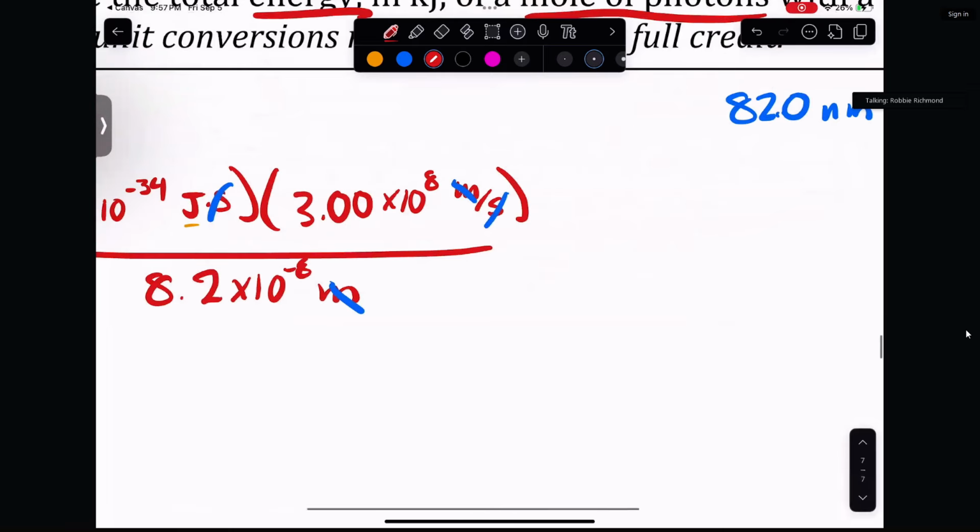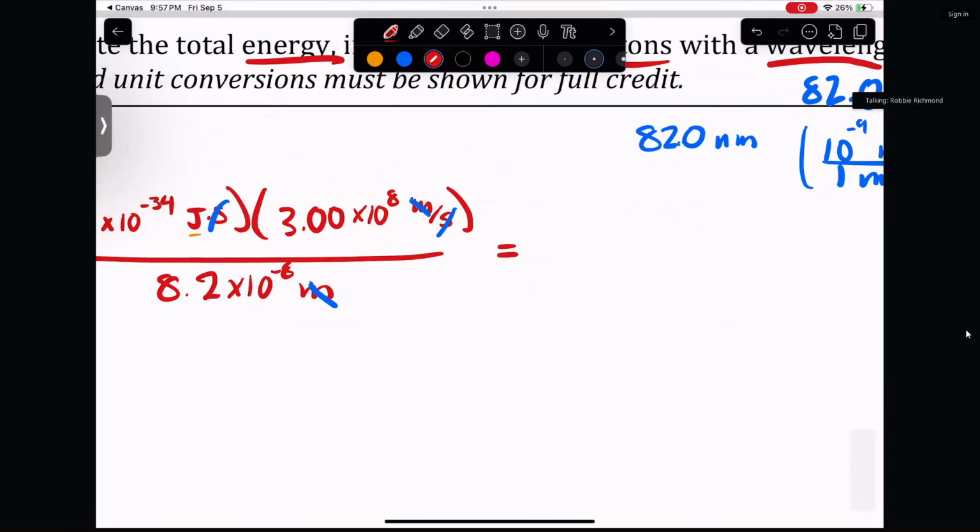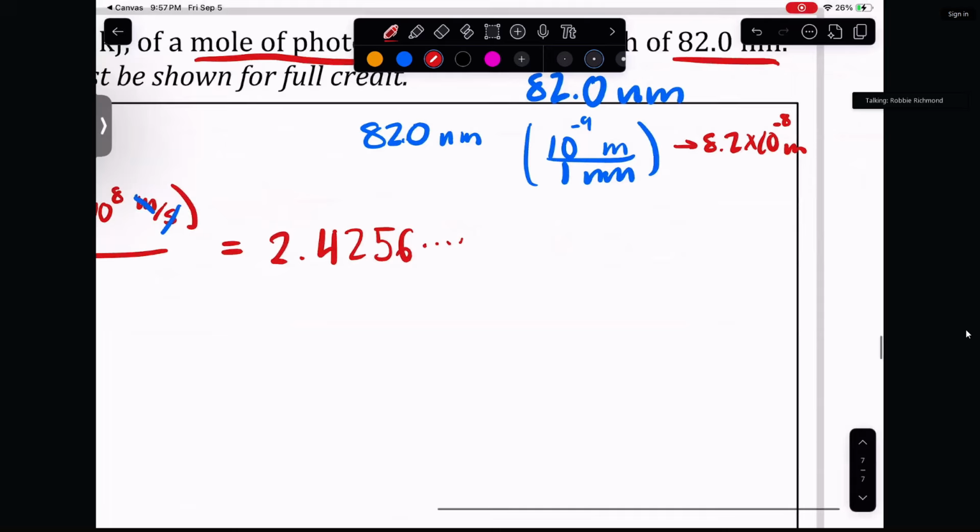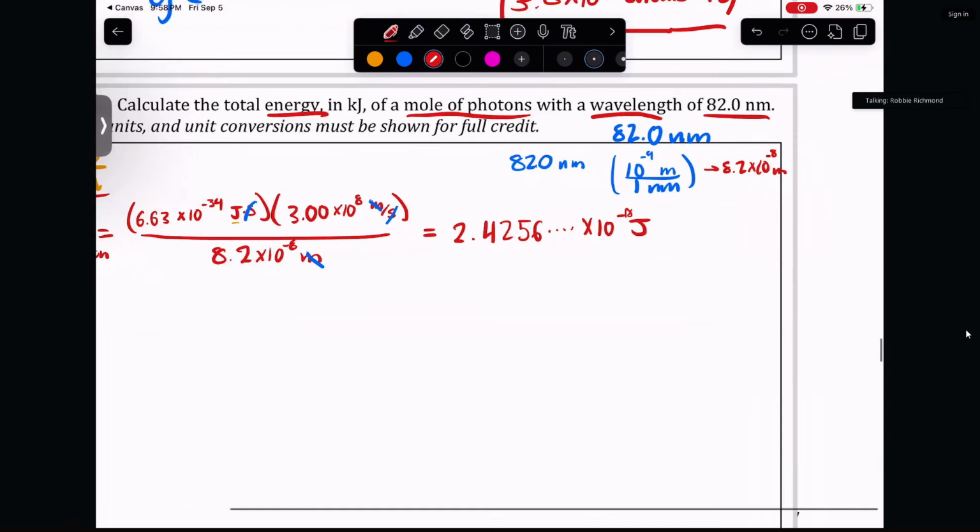Okay, so I get a lot of numbers here. I'm just going to save it in the calculator, and I'm going to write, let's say, up to here. It goes on for a hot minute, times 10 to the negative 18th joules. Now reminder, this is the energy for one photon, not a mole of photons.